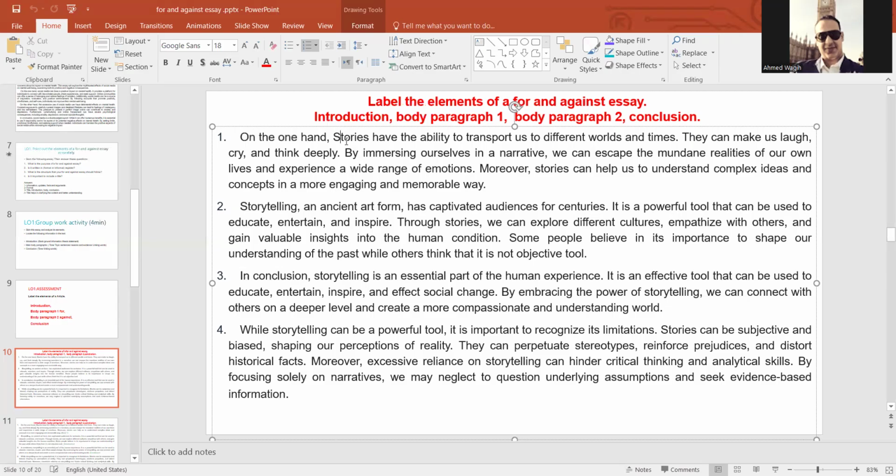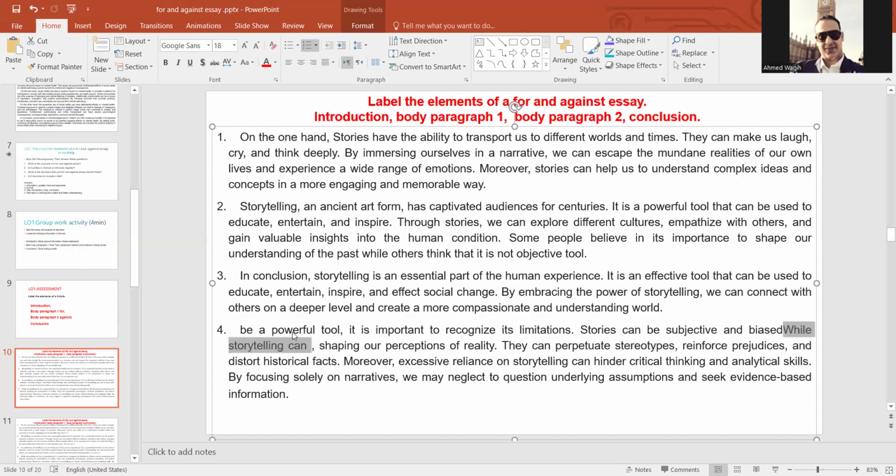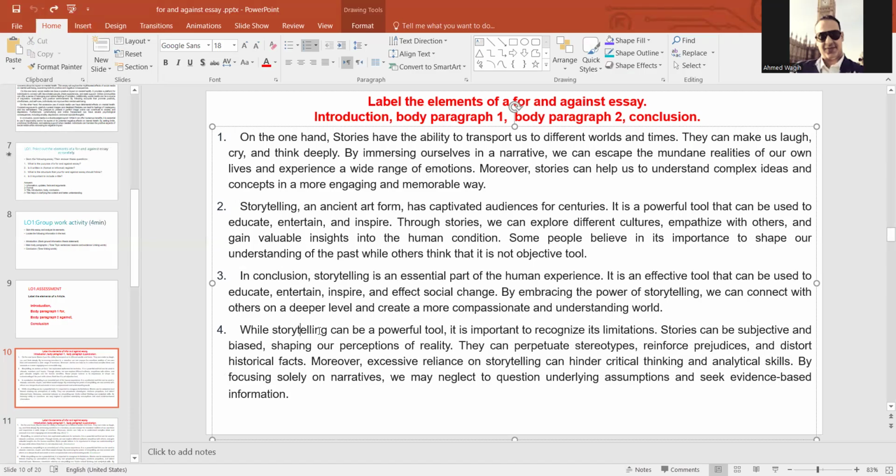On the one hand, storytelling. How do you know that this is the first paragraph? Because it's on the one hand. I cannot start with while, or on the other hand. Then the next one is on the other hand. So on the one hand first. On the one hand, stories have the ability to transport us to different worlds and times, and so on. Continue. Then while storytelling can be a powerful tool, it's important to recognize its limitations.